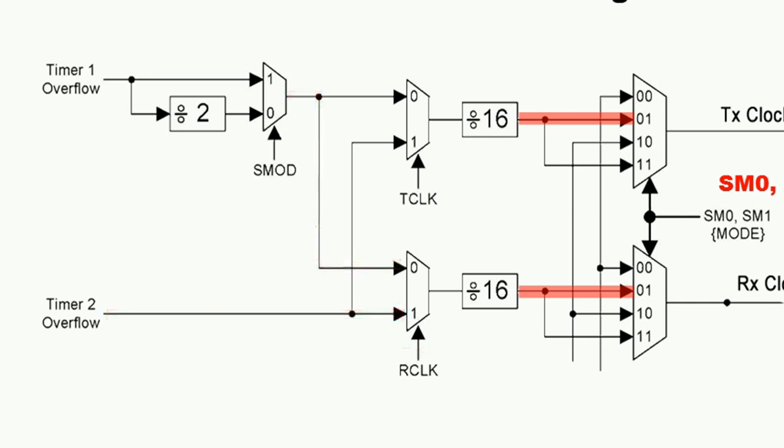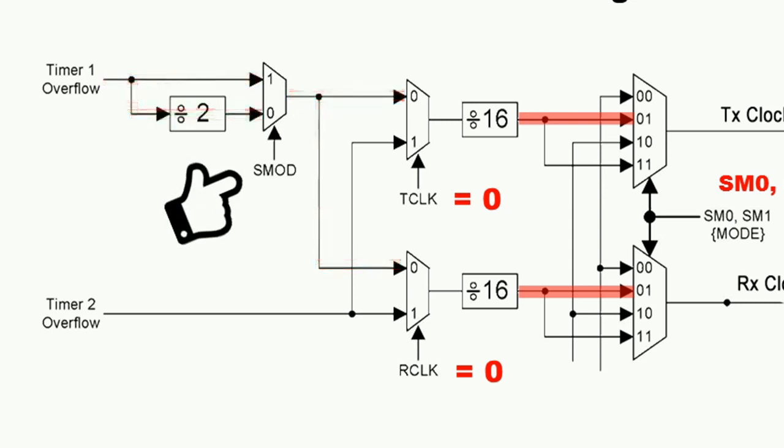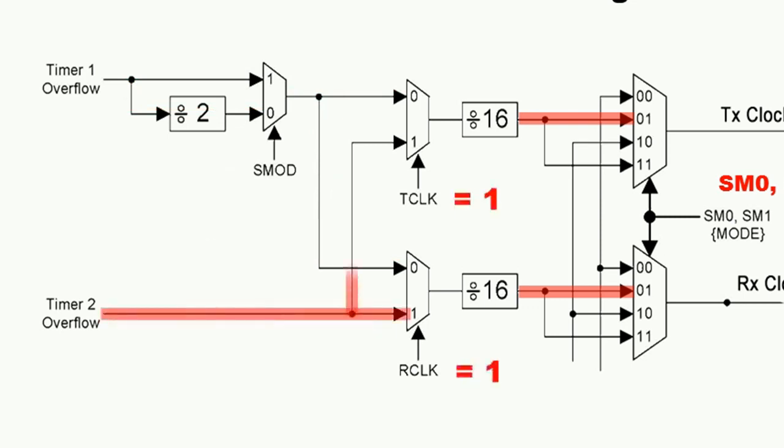When the T clock and R clock are both set to 0, timer 1 is selected as the clock source. S mode selects whether the clock source is divided by 2. If the T clock and R clock are both set to 1, then timer 2 is selected as the clock source. Let's use these typical settings.